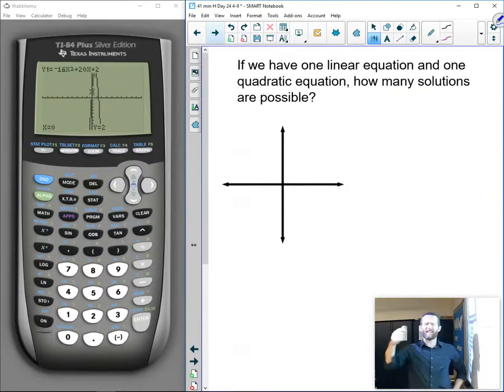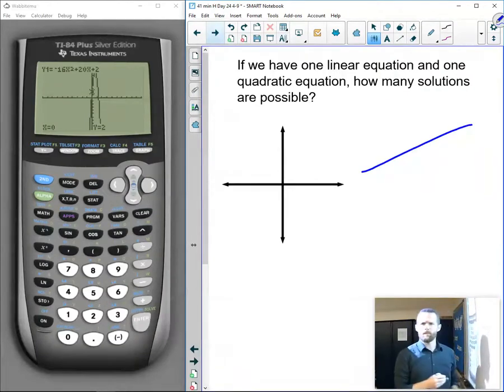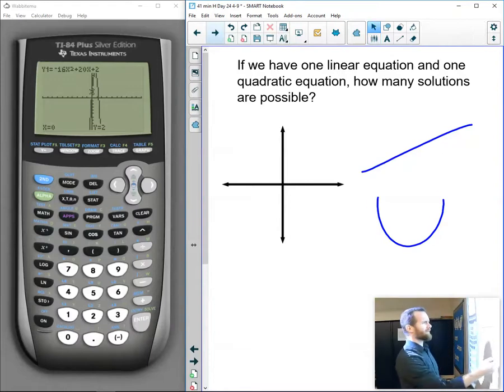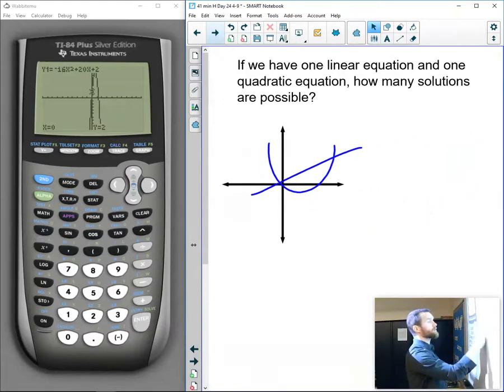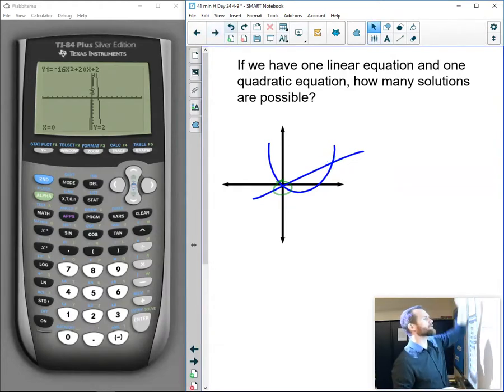So if the solution is the intersection, if we have one linear equation and one quadratic equation, remember quadratics always make a parabola, how many solutions are possible? Well, let's think about this. We could definitely have two solutions, because there they'd be crossing twice, right there and right there. So that's one possibility, two solutions.